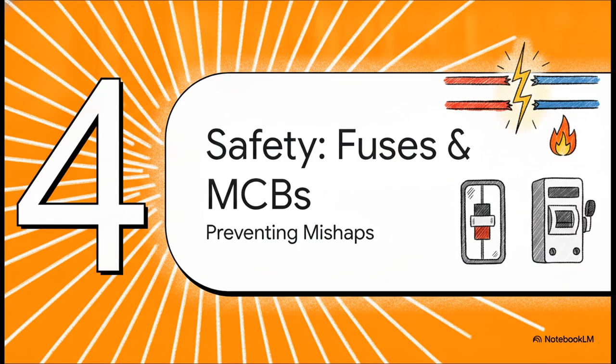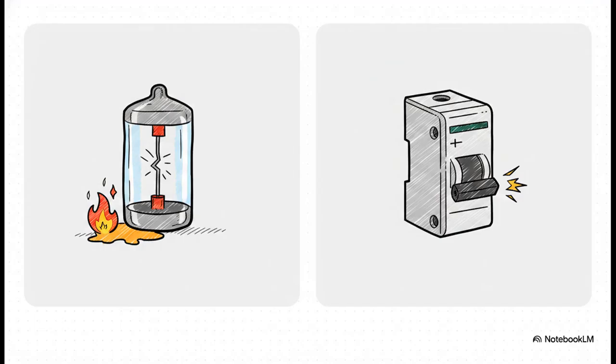Section 4, Safety. Fuses and MCBs, preventing electrical mishaps. With literal millions of joules of energy flowing through the walls of our homes, things can occasionally go wrong. Sometimes the plastic coating on the live and neutral wires can wear away or give out. That causes the 2 wires to touch, creating a massive amount of heat. To prevent absolute disasters like fires from short circuits or overloading, we absolutely have to use protective devices.